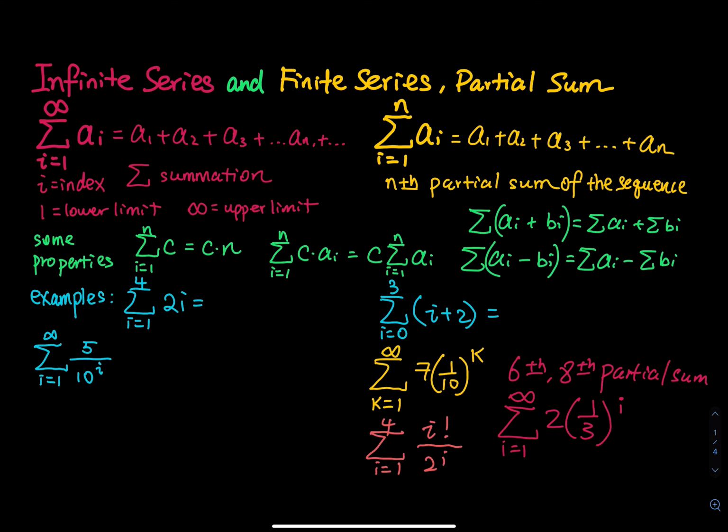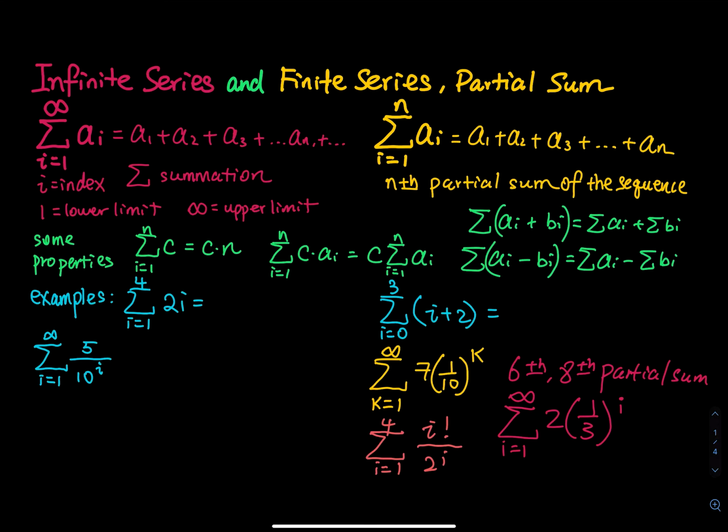What is the difference between infinite and finite? Infinite is you are adding up infinitely many terms. Finite is there is an end. There is a stopping point, from i equals 1 to n of a_i. This is a_1 plus a_2 plus a_3 plus a_4 plus a_5 plus a_n. So there are n terms.